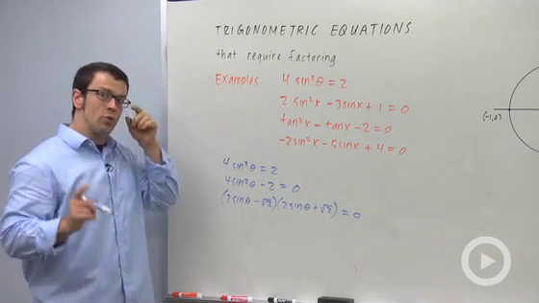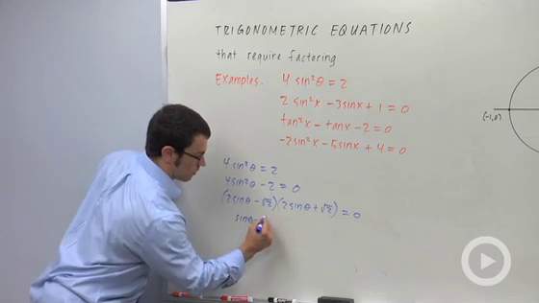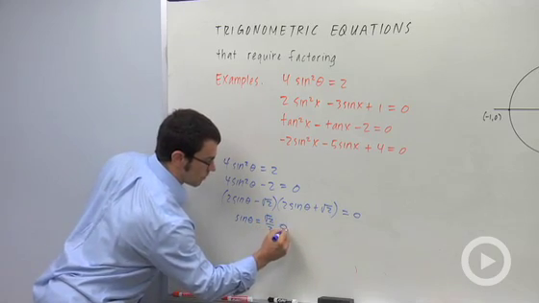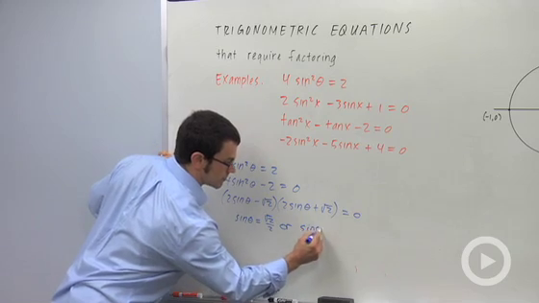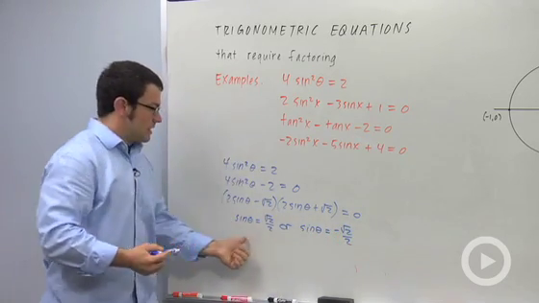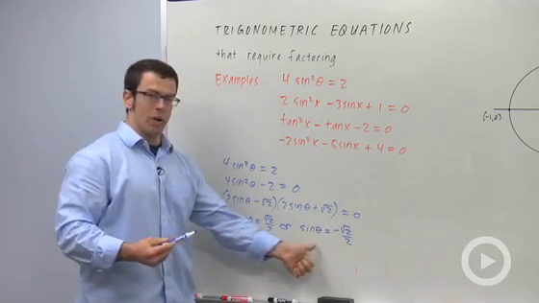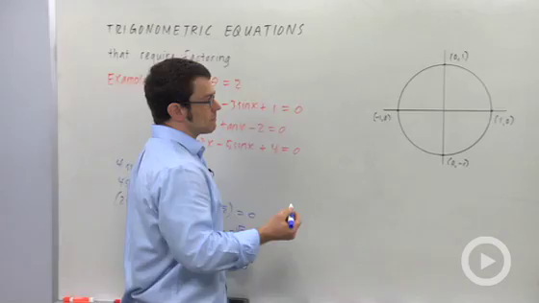And so that gives us two results. First, sine theta could equal root 2 over 2. Or, from this factor, sine theta could equal negative root 2 over 2. And each of these is just a simple sine equation. So we have to solve these two guys. Let's take a look at the unit circle.